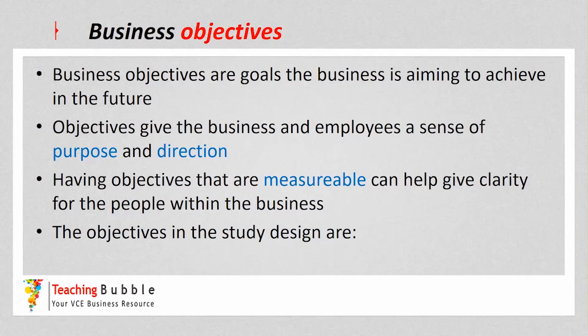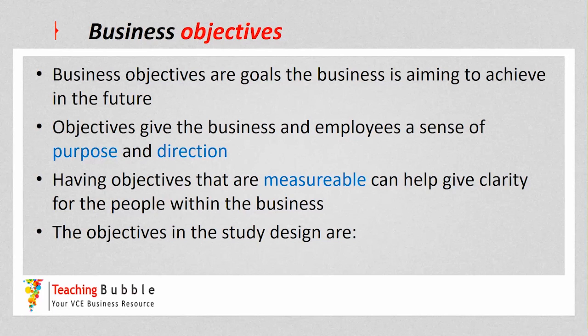So business objectives are the specific goals that a business is aiming to achieve in the future. It's really important for businesses to have objectives because it gives them and all of its employees a sense of purpose and direction, because then they know what the actual business is looking to achieve, and also the employees know their role in achieving that.